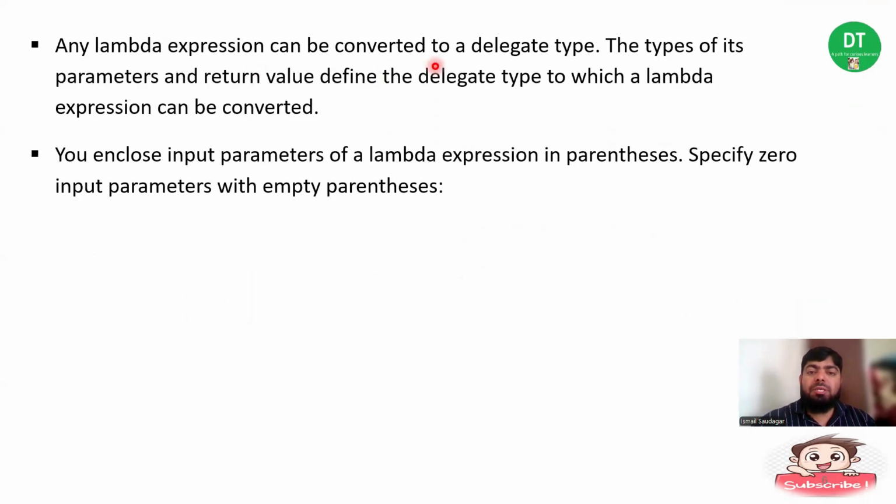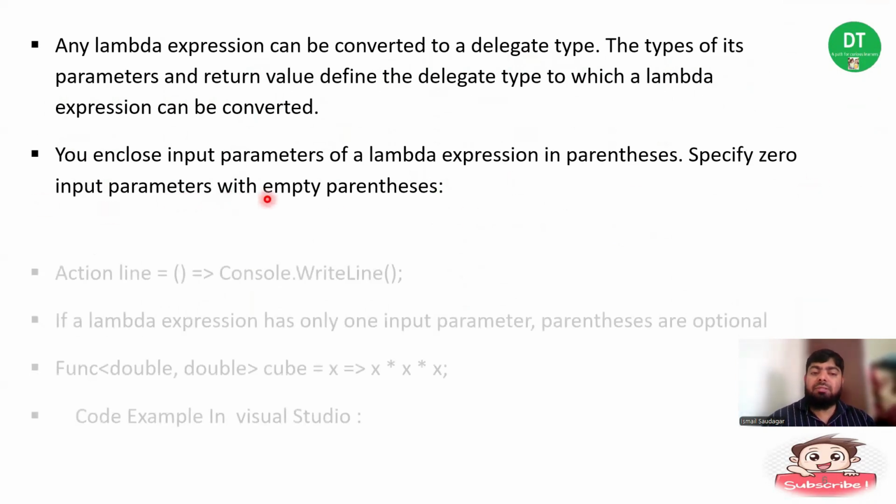Any lambda expression can be converted to a delegate type. The type of its parameter and return value define the delegate type to which a lambda expression can be converted. You enclose input parameters of a lambda expression in parentheses. You specify zero input parameters with empty parentheses.